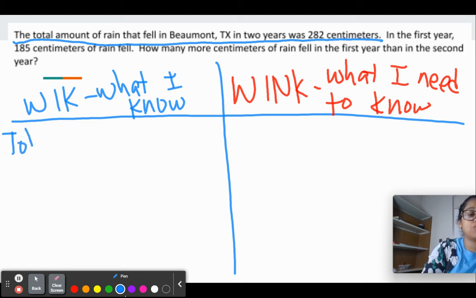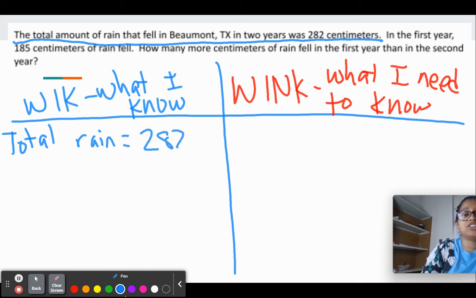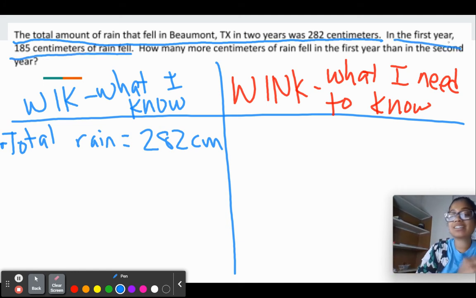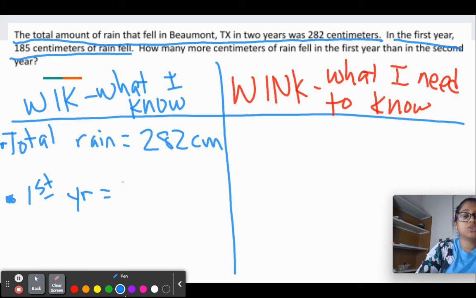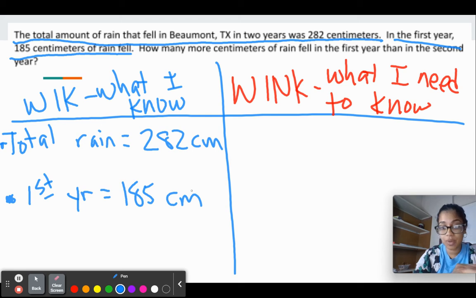So total rain is equal to 282 centimeters. All right, so that's the first bit of information that I know. Now, what else does it say? It says in the first year, 185 centimeters of rain fell, right? So that's the second piece that I know. So I know that in first year, it was equal to 185 centimeters of rain. Okay, so let me go ahead and put that down.